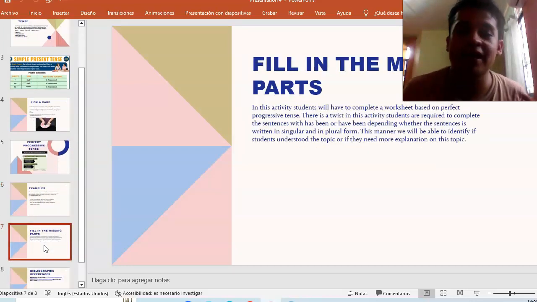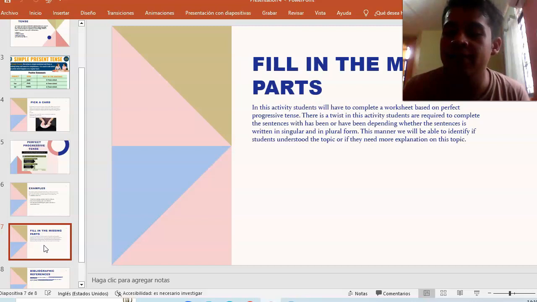Now, here is my activity that I have implemented for students. Fill in the missing parts. In this activity, students will have to complete a worksheet based on perfect progressive tense. There is a twist in this activity. Students are required to complete the sentences with has been or have been, depending on whether the sentence is written in singular or plural form.